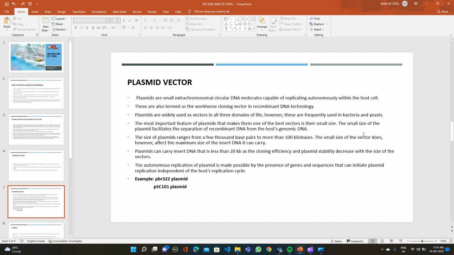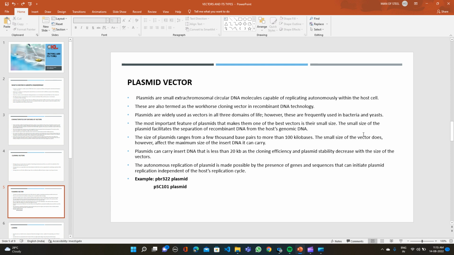So the first cloning vector is the plasmid. Plasmids are extrachromosomal circular DNA molecules capable of replicating autonomously within the host. It is a vector into which we can insert our gene of interest and produce our recombinant DNA, or rDNA. These are also termed the workhorse cloning vectors in recombinant DNA technology.